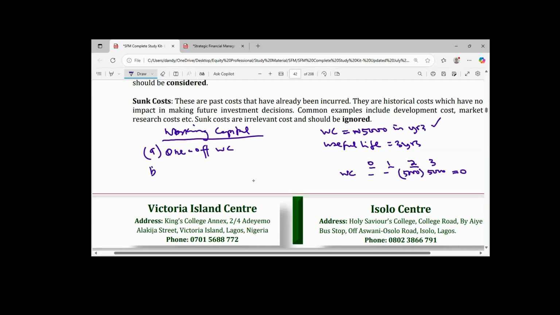Then, number B, incremental working capital. This is very common. This is what you may likely see, especially at this level on the day of your exam, if you have a capital budgeting question. So the examiner may give you incremental working capital. So how do you treat incremental working capital? It should be treated similar to a one-off working capital, except that only the increment should be considered.